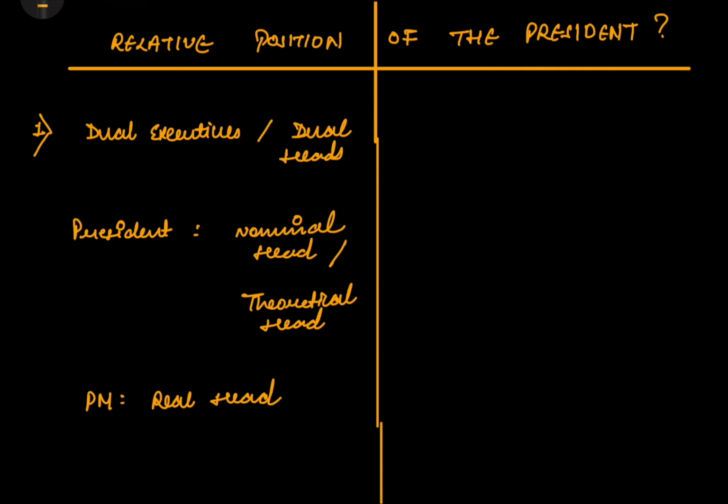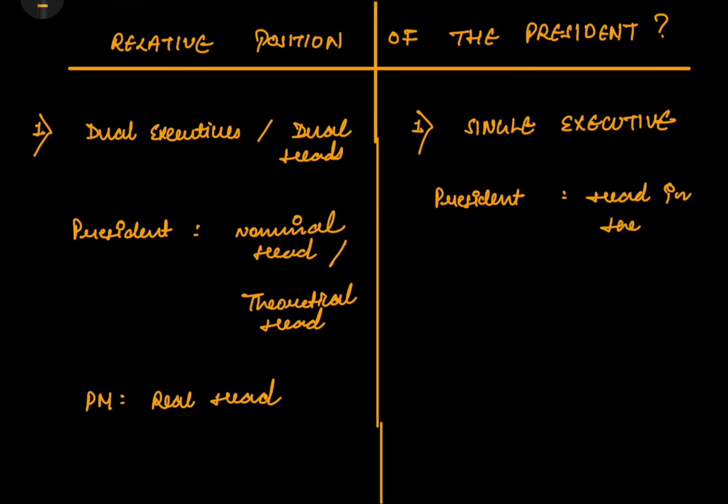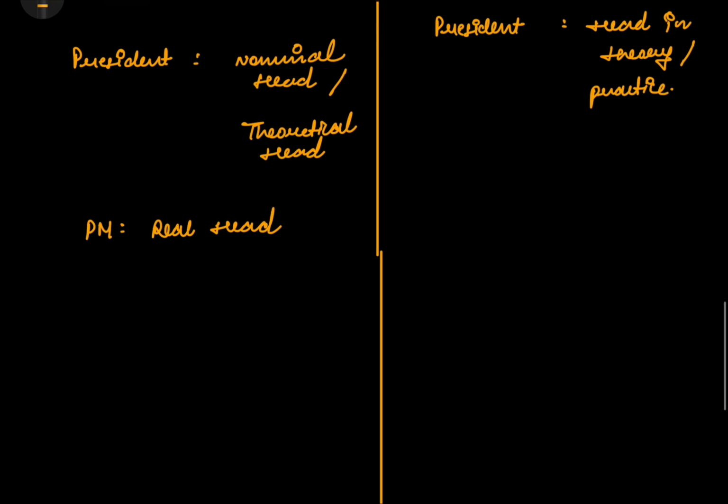But when you look at the presidential form of government, there is only a single executive. There is no concept of dual head. Single executive. All the power lies with the president only. So the president is the head in theory as well as in practice. In theory also and in practice also, he is the only head. He is the head of the state plus head of the government as well.